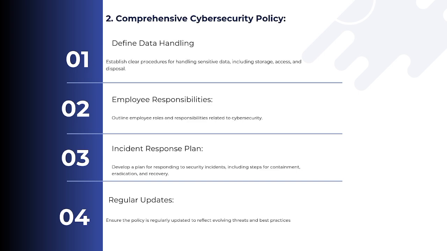Next one, we have comprehensive cybersecurity policies. And on the list, we have defined data handling. Establish clear procedures for handling sensitive data, such as storage, access to sensitive information, and all those. Next one, we have employee responsibilities. Outline employee roles and responsibilities related to cybersecurity. So you need to outline every employee's role. Let's say, as a software developer, what should you do? What are your roles and what do you do in the company? So you should clearly outline that in a cybersecurity policy for your company.